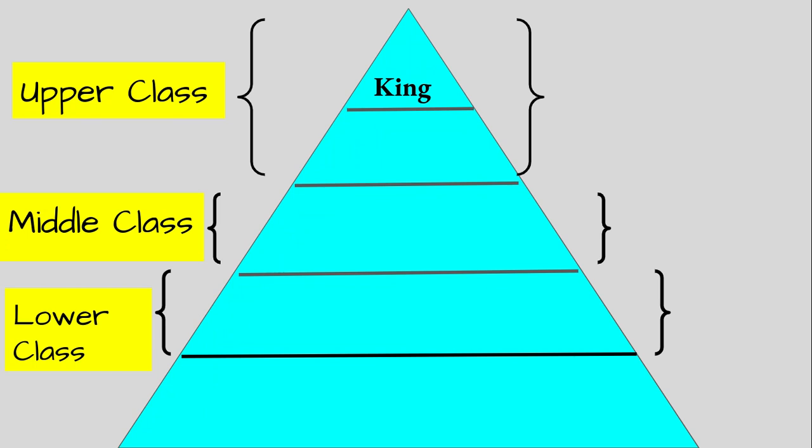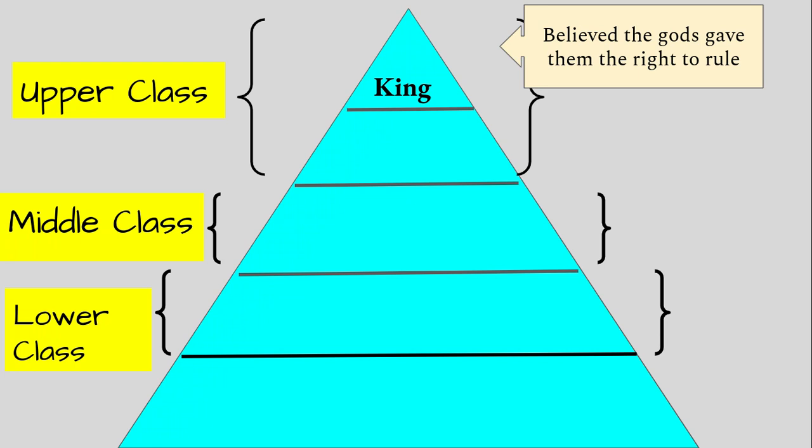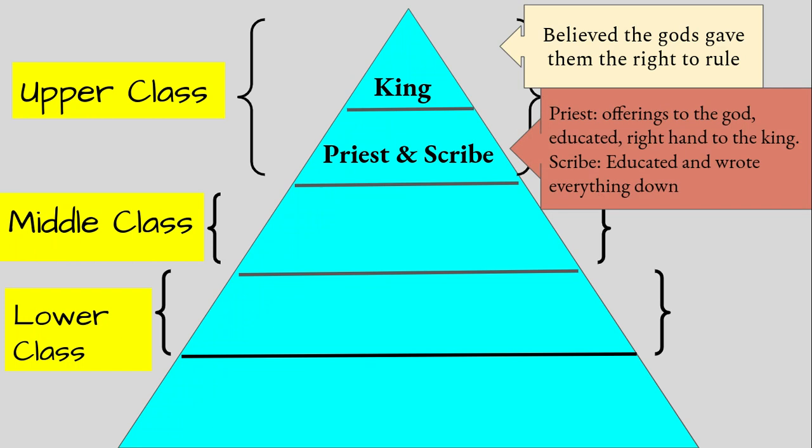Once we start filling in the blanks, the top tier is your king, who is chosen by the gods and believed that the gods gave them the right to rule. Then you have the priest and the scribe. The priest, his duty is to take care of the offerings to the gods, and he is educated, and he's the right hand to the king. Scribe, he's educated and wrote everything down.